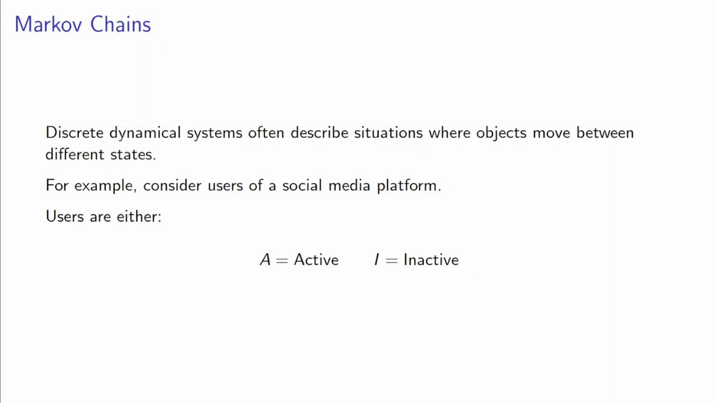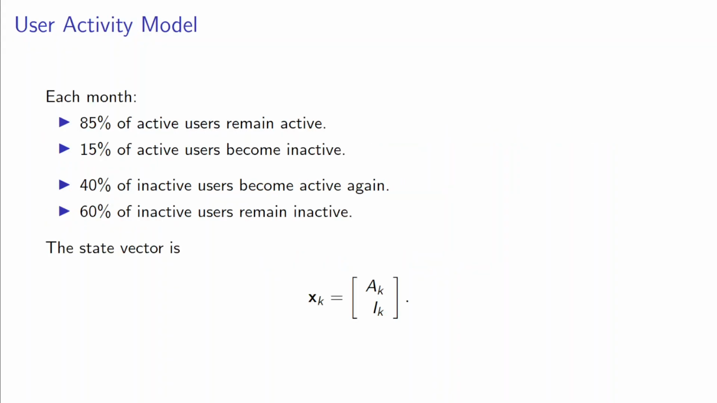Another example, let's say we have a social media platform and we are keeping track of whether our users are active or inactive. So A for active, I for inactive. Let's say each month we know that 85% of active users remain active, 15% of active users become inactive, and then 40% of inactive users become active again, 60% of inactive users remain inactive.